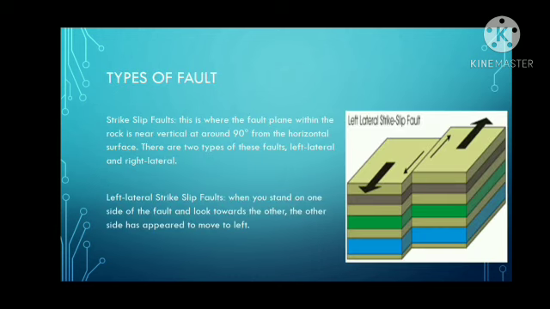Next, we have the strike slip fault. This is where the fault plane within the rock is near vertical at around 90 degrees from the horizontal surface. There are two types of this fault: the left lateral and right lateral strike slip fault. So we have the first one, the left lateral strike slip fault. When you stand on one side of the fault and look towards the other side, it appears to move to the left side. Okay, so that is why it is called a left lateral strike slip fault.